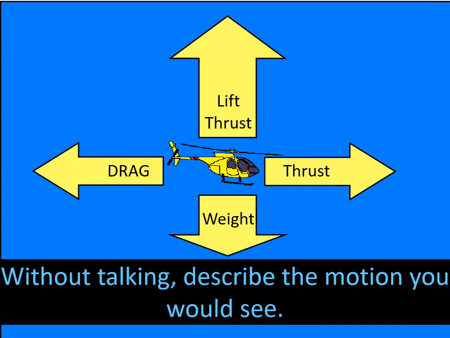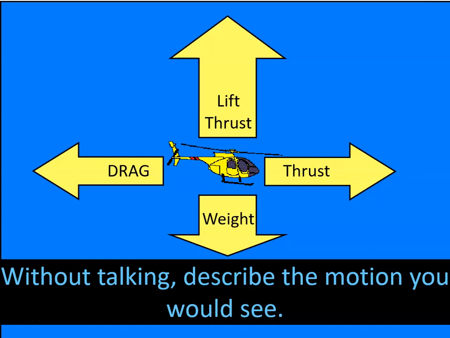So, the first thing that you might think is that this helicopter might accelerate in the upward direction, and its overall motion would be going into the upward direction and getting faster. And you are correct that it is going to accelerate in the upward direction. After all, the left-right forces cancel, and the upward force from the lift more than cancels the downward force from the weight, so there will be an acceleration in the upward direction.